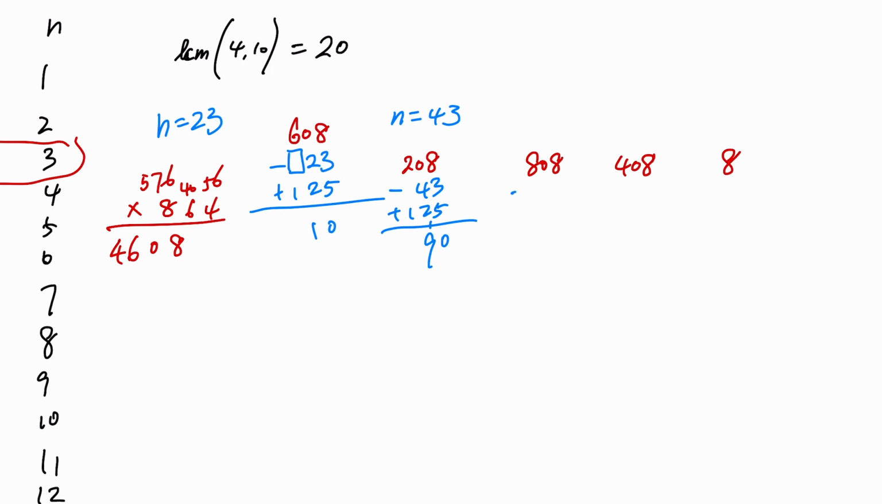And then 808, it's the same thing. And that would give us 70. This same thing, that will give us a 50, and this 8 is the same thing. And we just do minus 3 plus 125. That would give us 30. So none of these work.